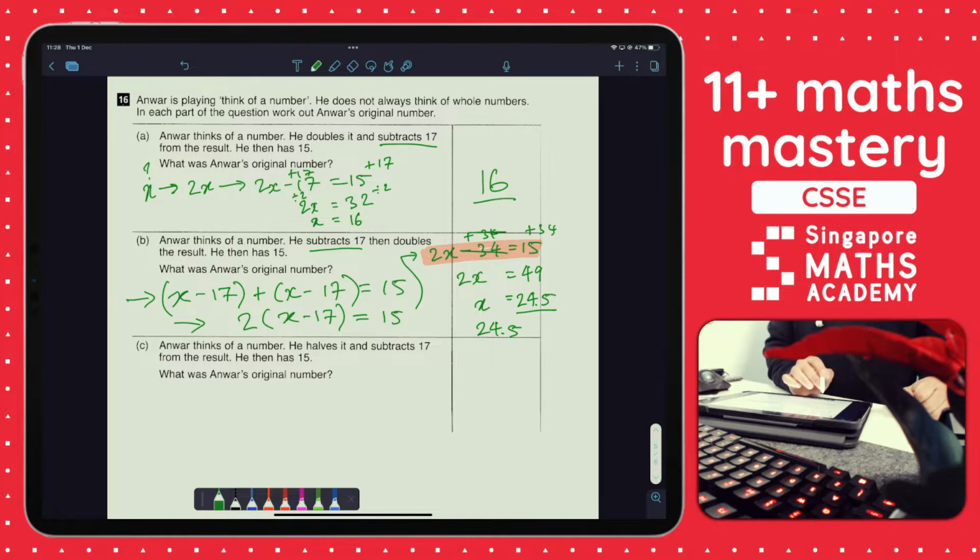If that's right, Anwar thinks of a number, he subtracts 17. So 24 and a half, subtract 17, then doubles the result. He then has 15. So 24 and a half, if I subtract 17 from that, I'm left with 7 and a half. If I double 7 and a half, I get 15. And so, yes, it does work perfectly. So 24 and a half is the value we were looking for here. 16 was the first one.